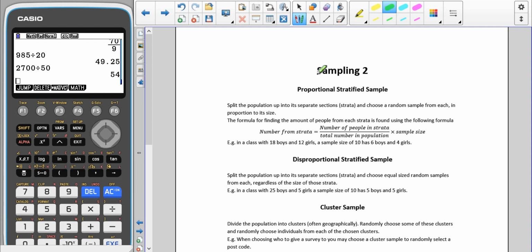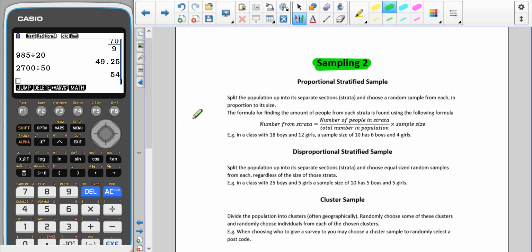So now we're going to have another look at sampling. So this is the sampling second section. So now we're going to have a look at the other sampling methods that can come up in A-level statistics.